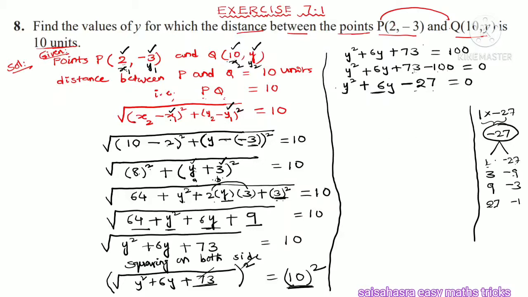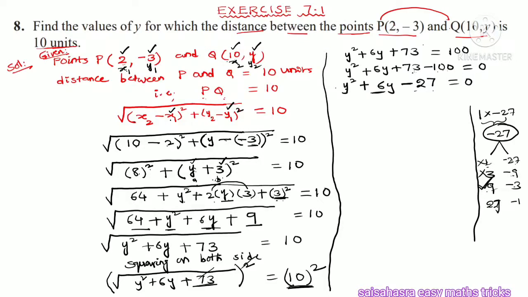If you add these two, you will get minus 26. So this is not the correct pair of factors. 3 minus 9 is minus 6, so we will not get plus 6. 9 minus 3 is plus 6, so this gives plus 6. That's why we can take this pair.